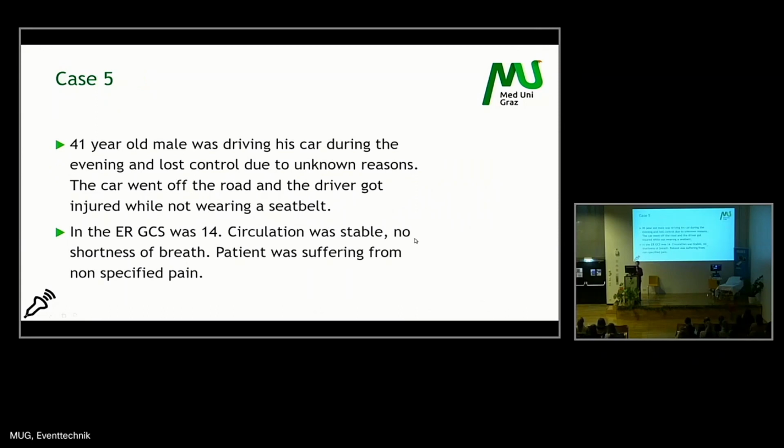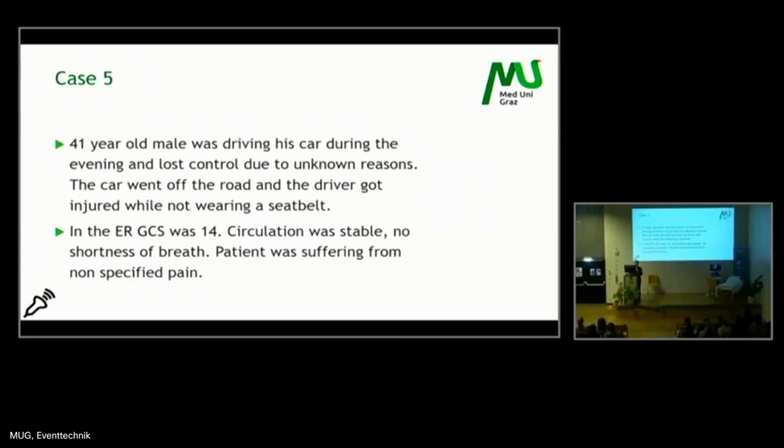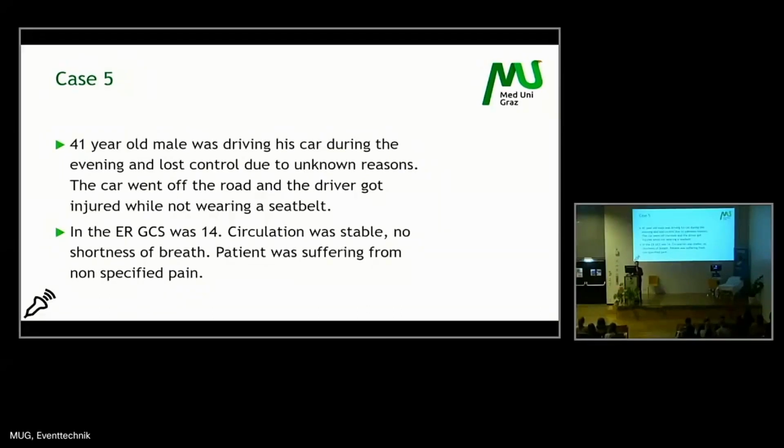And our last case, before I let you try out yourself, is a 40-year-old male patient. He was driving his car during the evening and he lost control due to unknown reasons. He was drunk, so it's probably one reason, but we don't know why he in particular lost control. The car went off the road and he was injured while not wearing a seatbelt. In the emergency room, his Glasgow Coma Scale was 14, circulation was stable, no shortness of breath, but he rapidly declined in general and was later intubated.